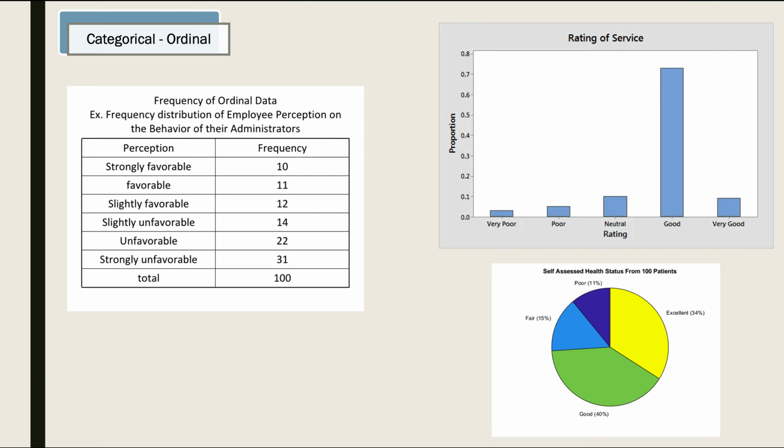Then we have another bar graph, and this one is rating of service. And it says that they were rating a service, and we can see that the categories were very poor, poor, neutral, good, and very good. So again, there is a certain order to those categories. The last one is a pie chart that says self-assessed health status for 100 patients. So these were 100 patients that self-assessed their health. And we can say again that there is an order for these categories: poor, fair, good, or excellent.